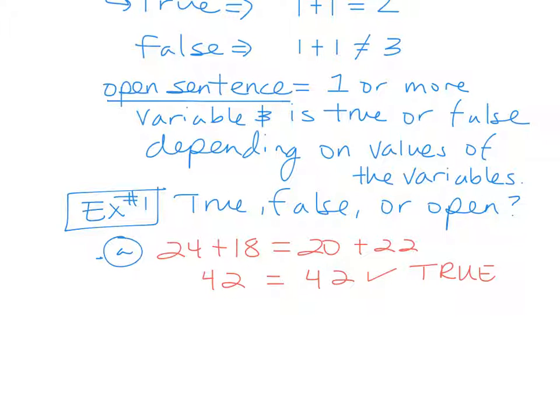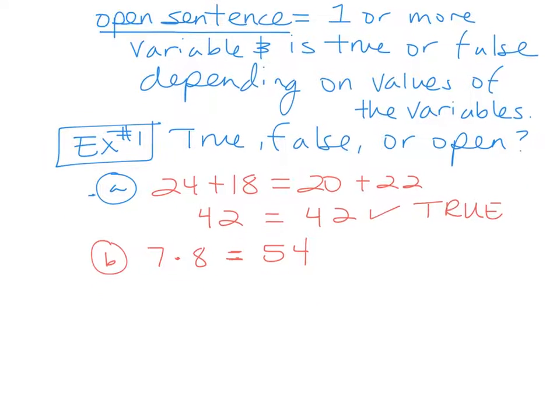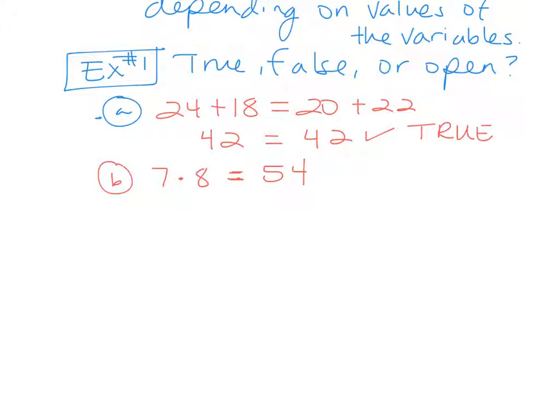Okay. What about this one? 7 times 8 equals 54. True, false, or open? What's 7 times 8? 56, right? So this is saying 56 equals 54, which is not true, right? So this is considered a false equation.